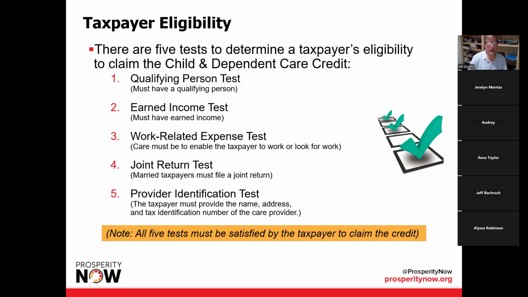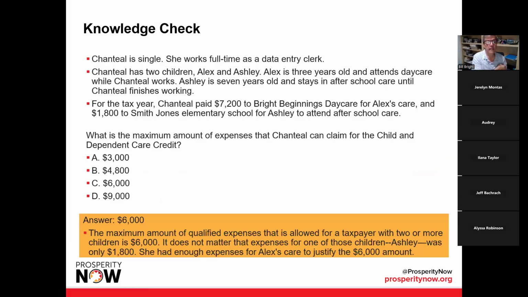Again, married taxpayers must file a joint return. So again, married filing separately is not going to be qualified for that. And again, you must provide the tax ID and the physical address for the location where the children are being cared for. If that happens to be a person, you need their social security number because you're reporting the expense. They should be reporting the income. It's gotta match.